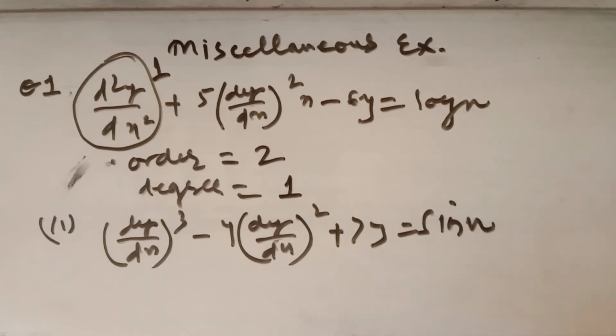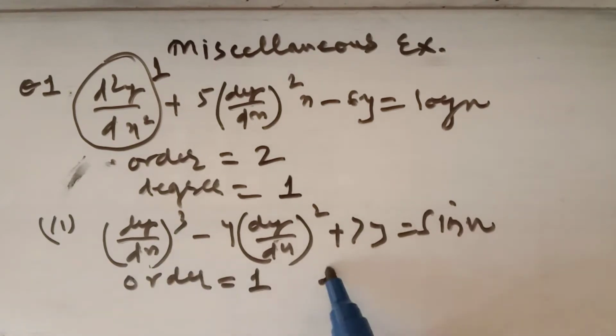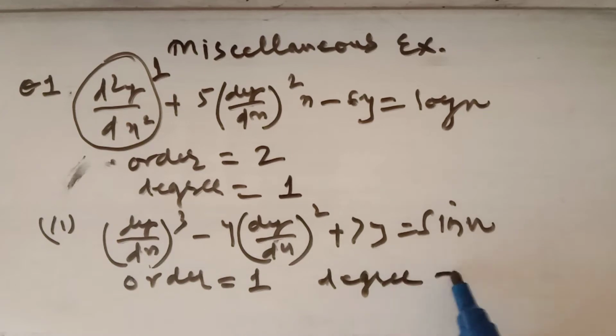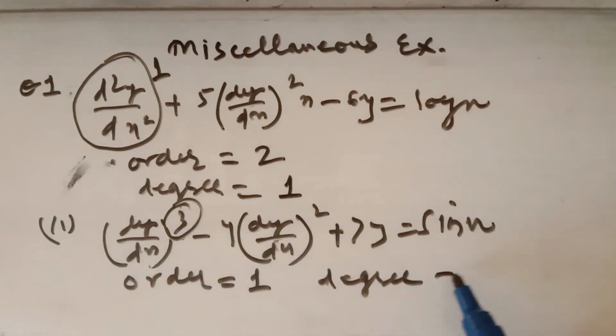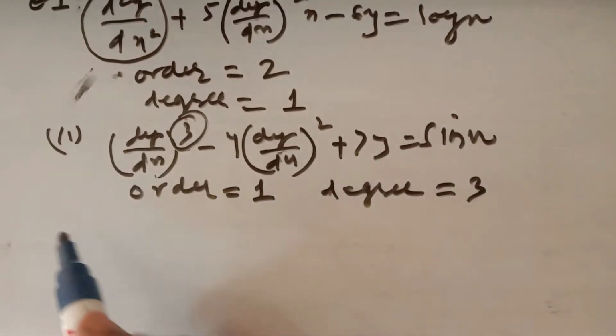So with the same condition, because the highest derivative here is only dy/dx, it means the order of the differential equation is 1 and the degree of this differential equation is the power of the highest derivative, which is 3. The degree here is 3 because it is a polynomial in terms of dy/dx. Let us take the third part.